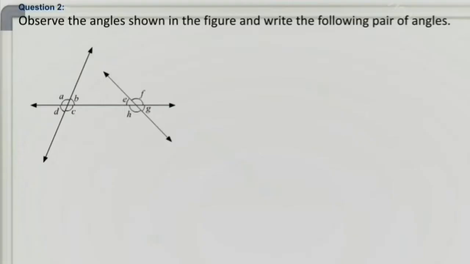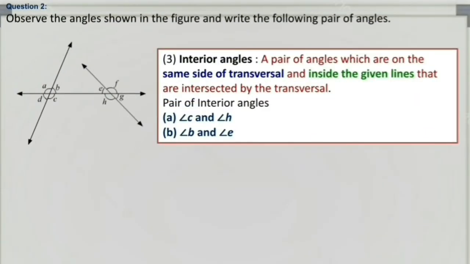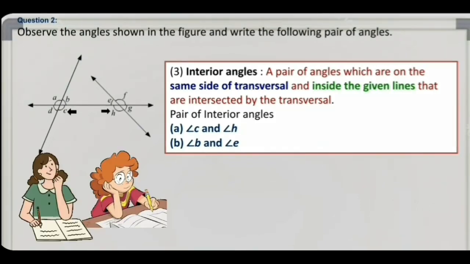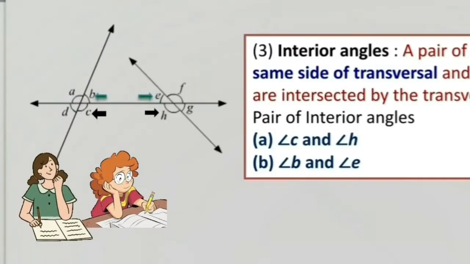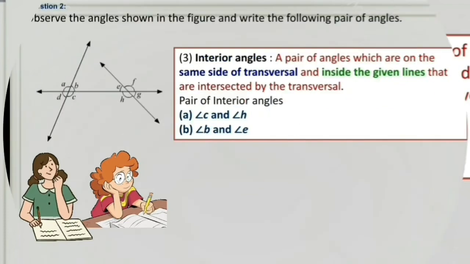Now here we have the second question. You can see angles shown in this figure with letters. We have to find the interior angles of this figure. Angle C and angle H, angle B and angle E are the interior angles. Note here, interior angles are on the same side of the transversal and inside the given lines.